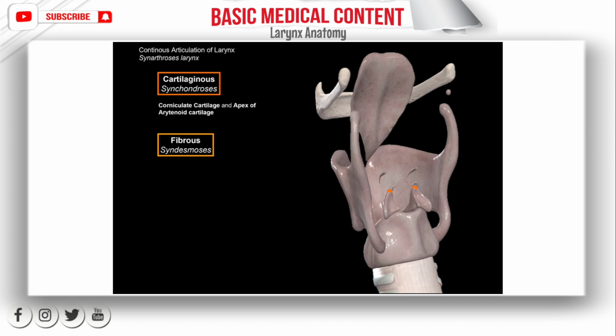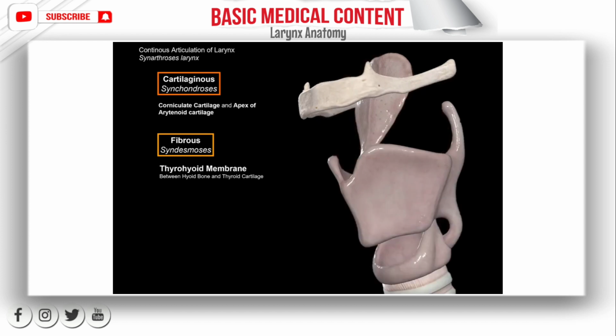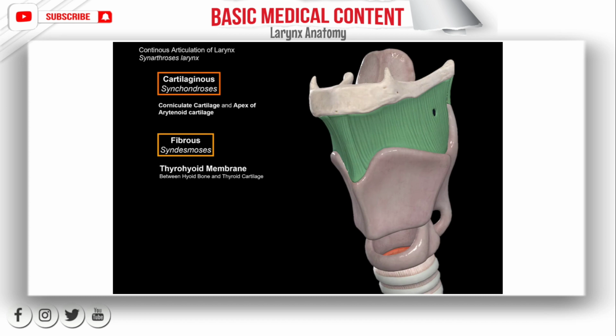For the fibrous connections, we have the thyrohyoid membrane, which is a membrane between the thyroid cartilage and the hyoid bone, as you see here. So this in green is the thyrohyoid membrane. Theoretically, it has two parts, a median thyrohyoid membrane and a lateral thyrohyoid membrane, as you see here.